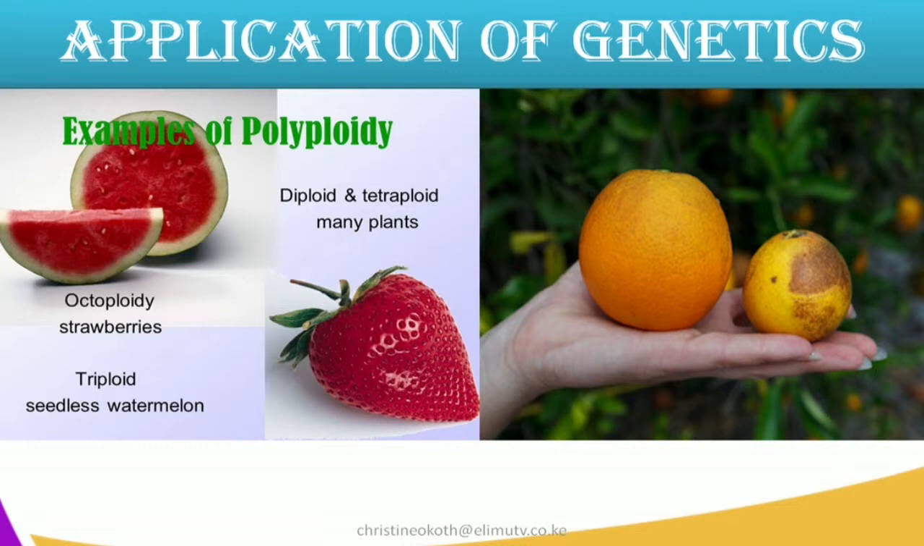For example, there we have the orange. If you look at the normal size of the orange, it is smaller than the other one where polyploidy has been applied, so it's going to produce a fruit which is larger than the normal size. The same applies to that strawberry that you see there, because you know the normal size of strawberry is smaller than that. So when polyploidy has been applied, the size is going to increase. The same applies to the illustration of the watermelon that we have in that area.